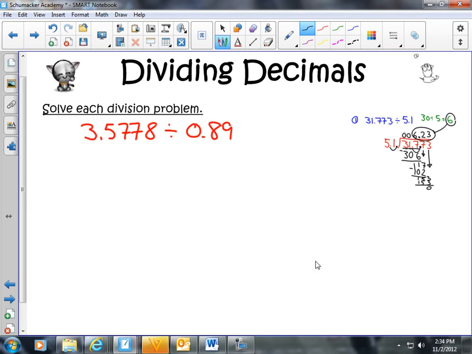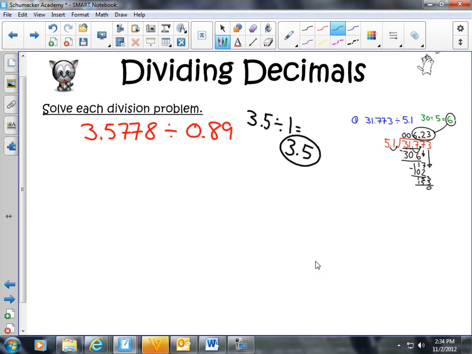But in this case, it's closer to 1, so I can go ahead and make this 0.89, the 89 hundredths, into a 1. I'm just going to round it like that. And then I'm going to make the 3.5. I could even make it a 3.5 if I want to be more accurate. Well, what's 3.5 divided by 1? Well, that's 3.5. So I know my answer's got to be close to 3.5. It's going to be very close to 3.5.